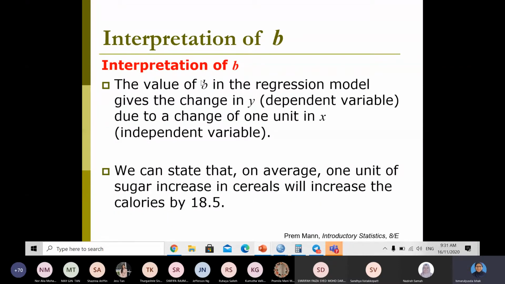Okay, for the interpretation of B, the value of B is the slope. In the regression model, it gives the change in Y due to a change of 1 unit in X. We can state that on average, 1 unit of sugar increase in cereals will increase the calories by 18.5. So when you see the B, you can straightly say that the increase of the independent variable will increase the dependent variable by that B value.